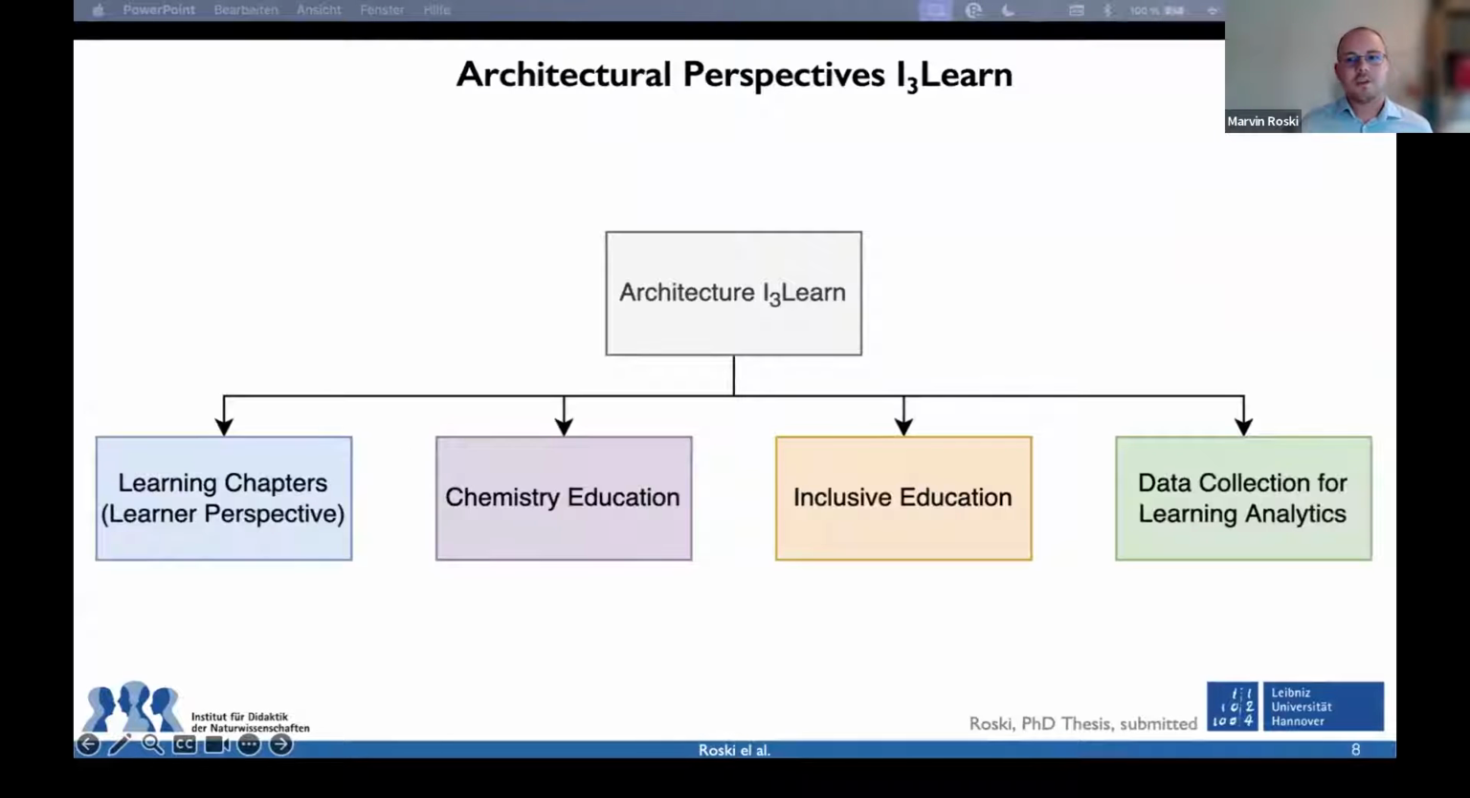Many considerations have gone into the learning platform, and the easiest way to describe them is to look at the learning platform from different perspectives. The first perspective is the arrangement of the learning chapters, or what the learners mainly see.